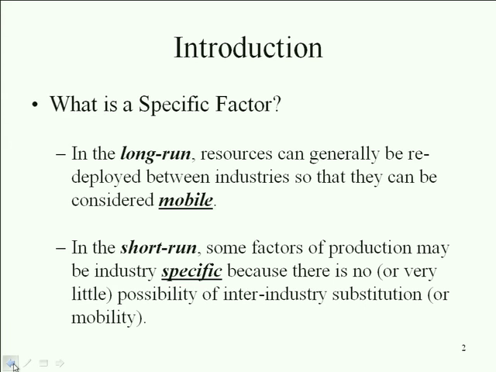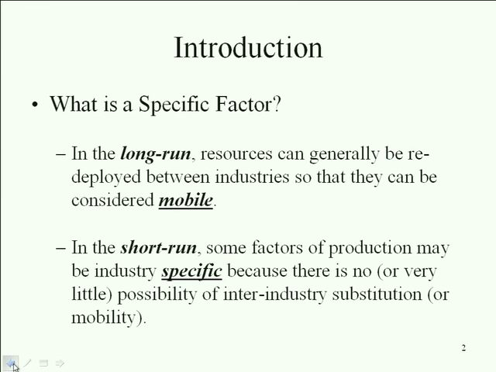Finally, things like structures, big capital structures. Think about a steel mill or an automobile factory or a power generation facility. Once you've built it, it's built typically for a very specific purpose. And it would be very difficult to transfer those resources into another usage. And therefore, you might end up with that factor being specific to that industry for a very, very long period of time. So just to give you an example, something that's been in the news over the last couple of years, as the U.S.